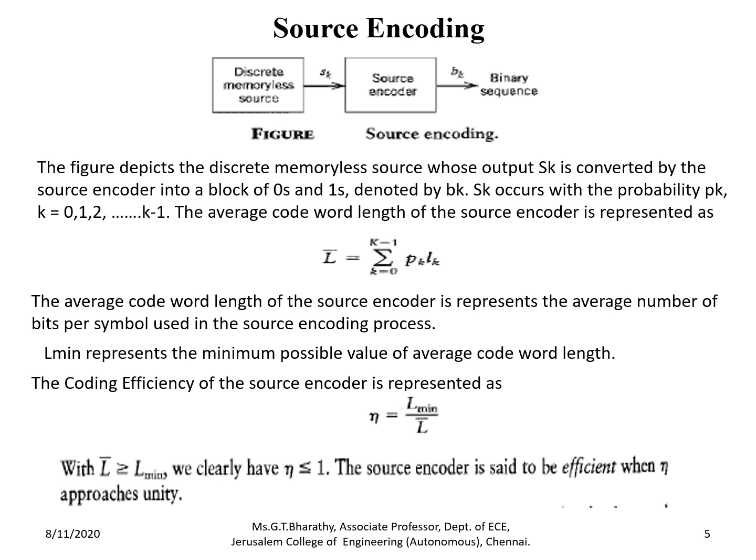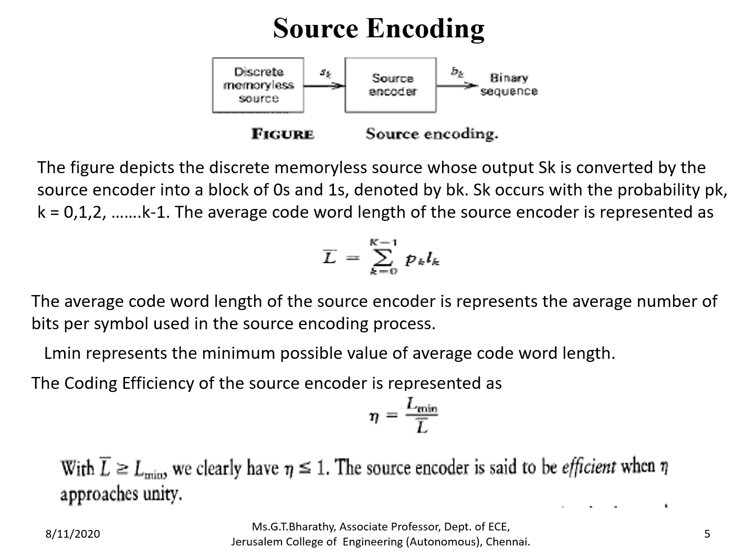So this is the block diagram of source encoding, where we have a discrete memoryless source generating source symbols represented by SK, which is given to a source encoder which converts this SK into BK, which is the binary sequence. So BK can have values either 0 or 1, where the suffix K varies from 0 to K minus 1. The average code word length of the source encoder is represented as L bar, which is given by the formula summation over K equal to 0 to K minus 1 Pk Ik, where Pk is the probability with which these sources are occurring and Ik is the information.